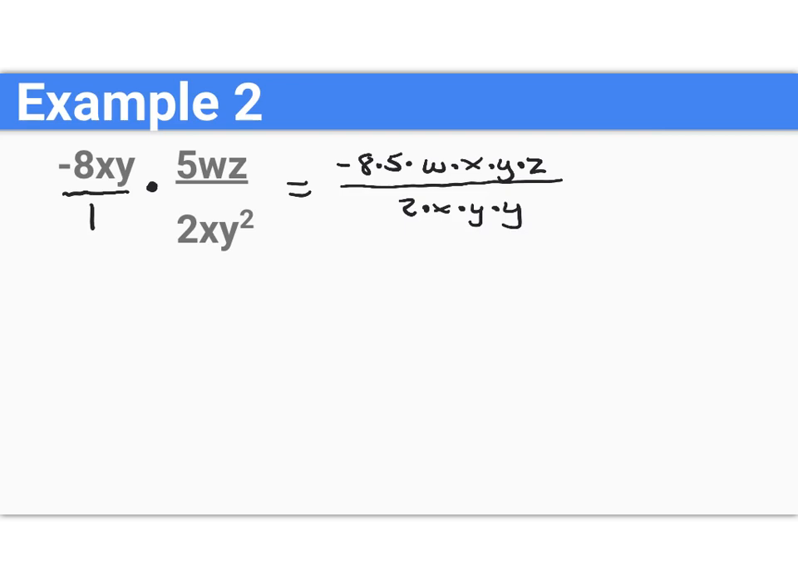Now we see we can cancel out, I'll do this in red, an X and a Y. And 2 divided by 8 becomes 4. So negative 4 times 5 becomes negative 20 WZ over Y. And that is simplified.